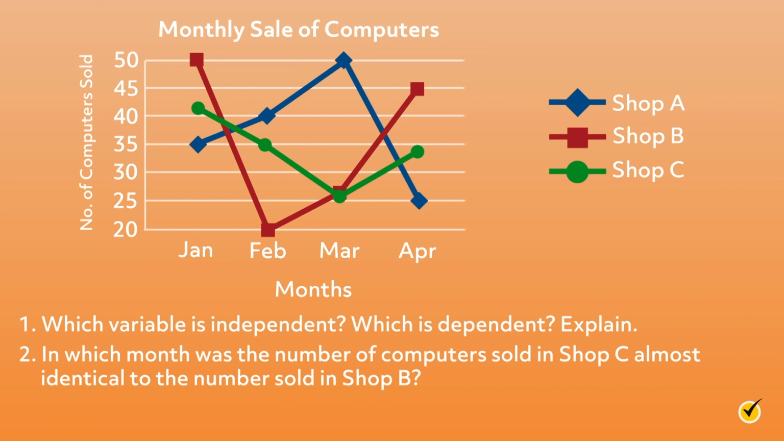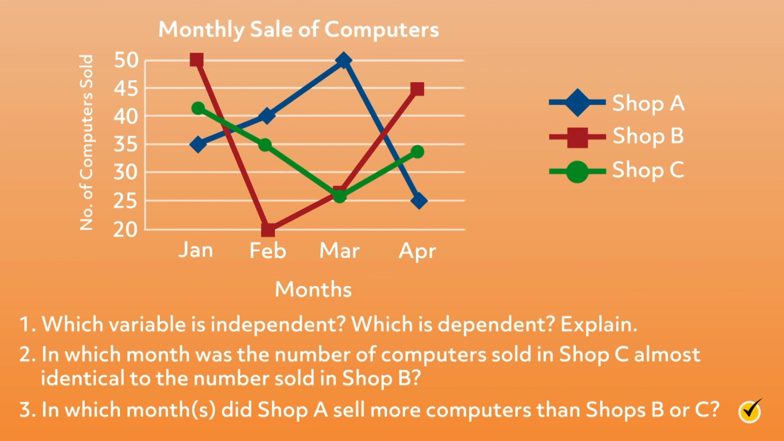In which month was the number of computers sold in shop C almost identical to the number sold in shop B? In which months did shop A sell more computers than shops B or C? Pause this video and analyze the line graph, and see if you can answer these questions yourself. When you're ready, resume the video and we'll go over the answers together.